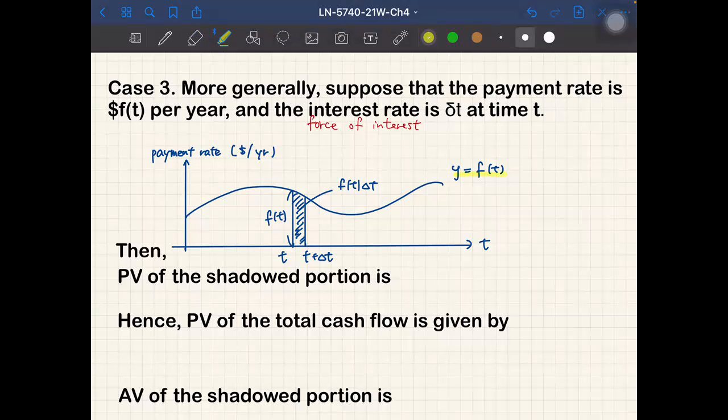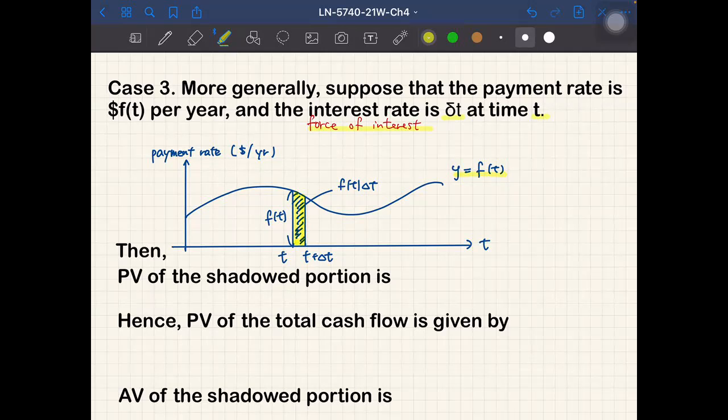But the interest rate was constant, the effective interest rate was i. Here we generalize a little more, and we assume that the force of interest at time t is delta sub t. So now we want to calculate the present value of the small amount of payment between time t and time t plus delta t.